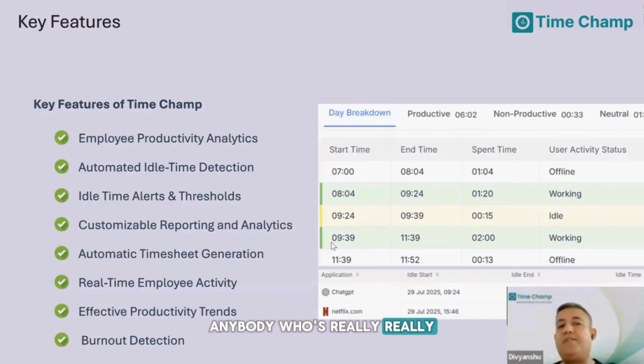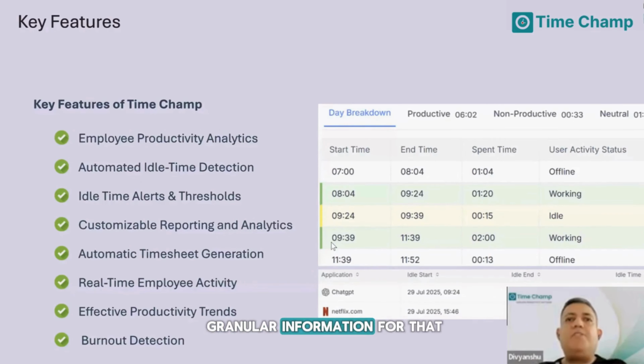Anybody who's really having some gaps in productivity, having issues in idle time, etc., can be seen on the dashboard. And then you can look for a little bit of granular information for that specific person to find the gaps and opportunities for improvement. These are not to scrutinize somebody. These are to find opportunities for improvement to ensure that you have better synergy between the employee and yourself.